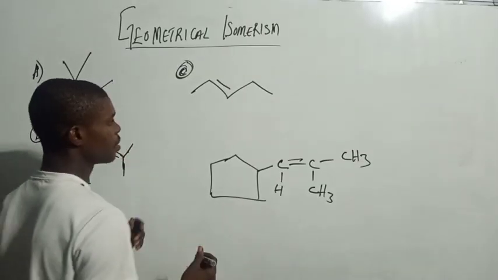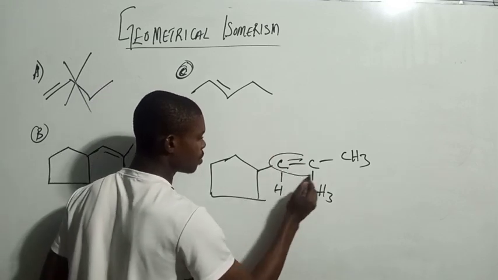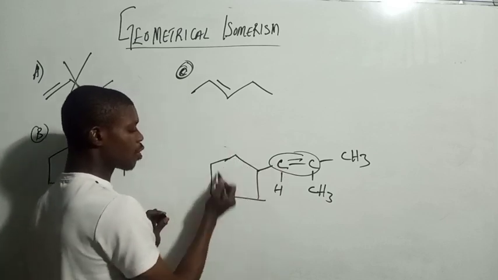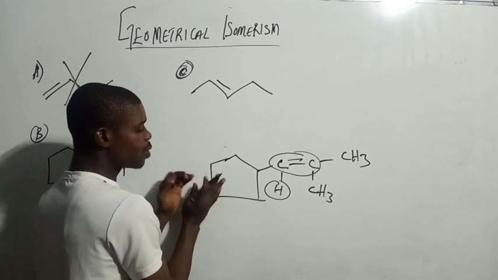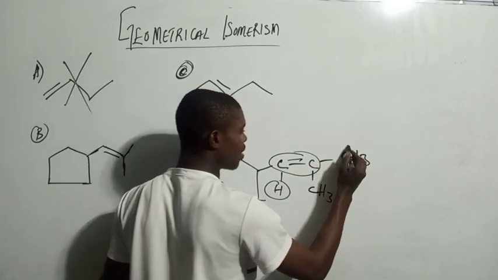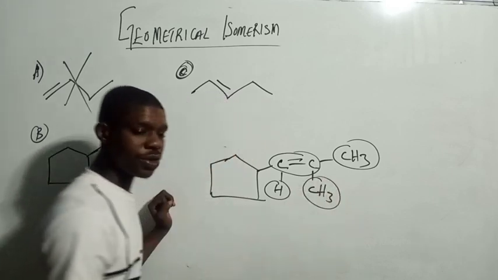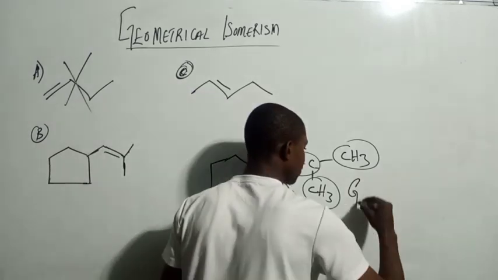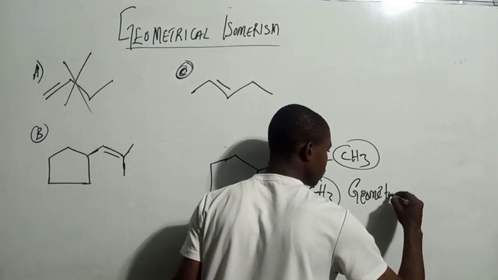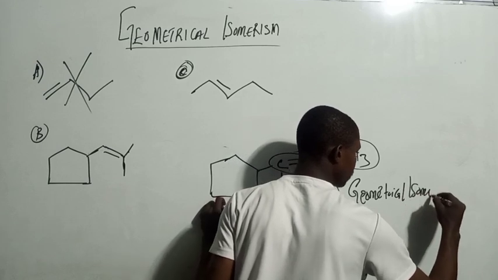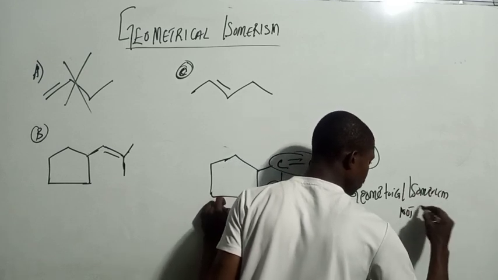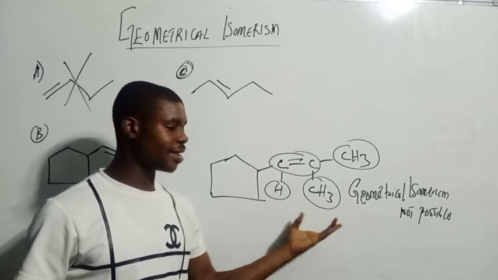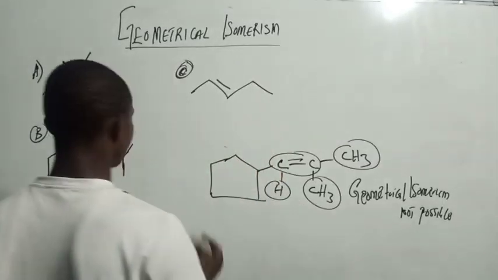If you check this very well, these two carbon atoms have the double bond. Now, if you look at this one, this carbon atom is carrying a cyclic compound and hydrogen, they are not the same, right? At this point, it's okay. But when you look at this carbon atom here, we have a methyl and a methyl. Because these two are the same, geometrical isomerism is not possible. So geometrical isomerism is not possible at this point. So let's look at the last one.